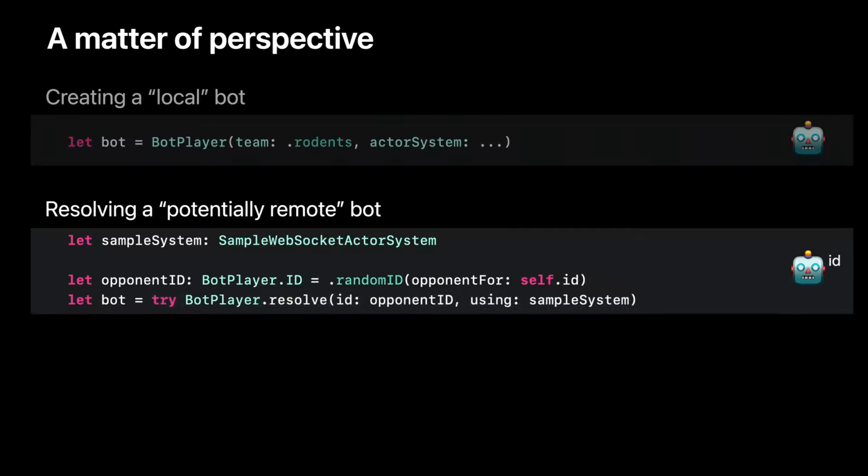Keep in mind that at the time of resolving an ID, the actual instance on the remote system may not even exist yet. For example, here we're making up a random identifier for an opponent bot player that should be dedicated to playing a game with us. This bot does not exist yet, but it will be created on the server-side system as the first message designated to this ID is received.